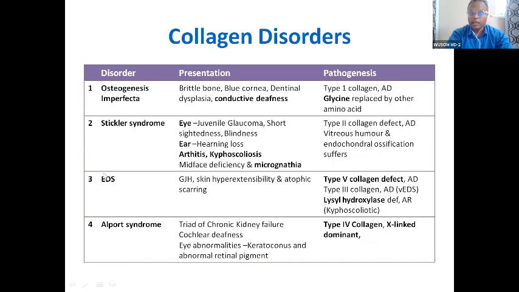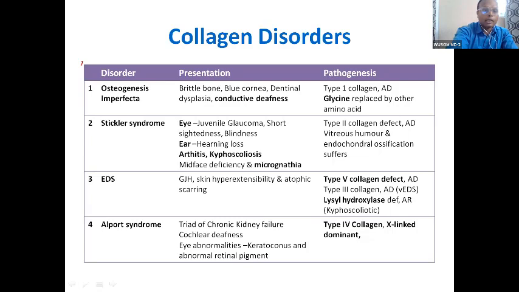Type 5 is the fifth letter, E. So classical Ehlers-Danlos syndrome is because of type 5. This column is for cause and pathogenesis, and the cause is a very important thing. Most of them are autosomal dominant, or X-linked dominant. You can see the last one, Alport, is X-linked dominant. I told you how to remember it; I also gave you a trick about Alport syndrome.